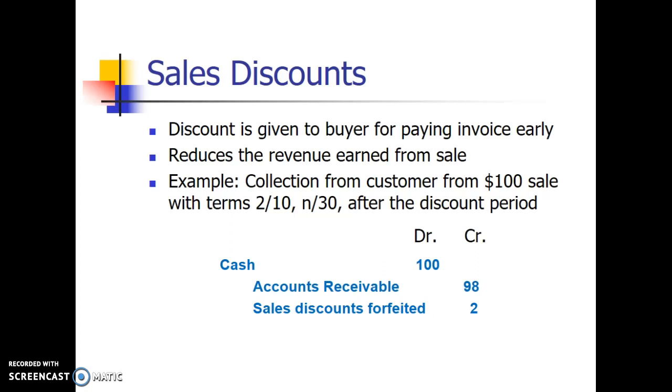When we recorded the sale, we recorded it net of the discount. So we recorded it at 98. So now when we credit it, we can only credit it for 98 because we want it to reflect a zero balance. The $2 is going to be sales discounts forfeited, which we show as part of other revenue or other income on our income statement.